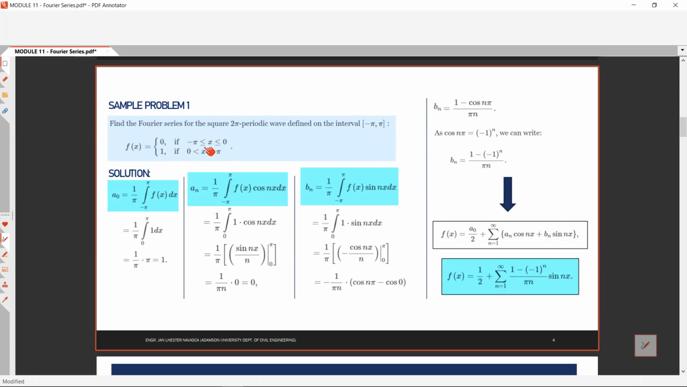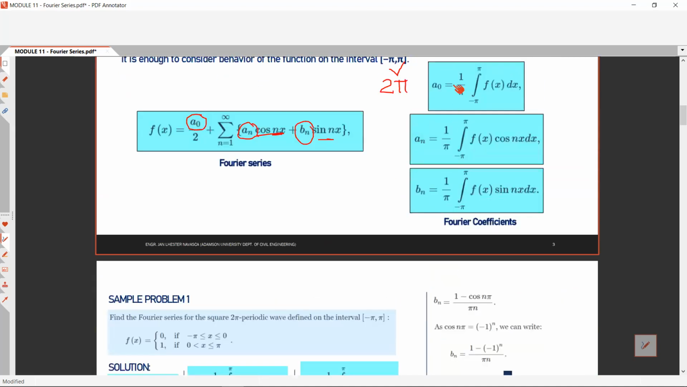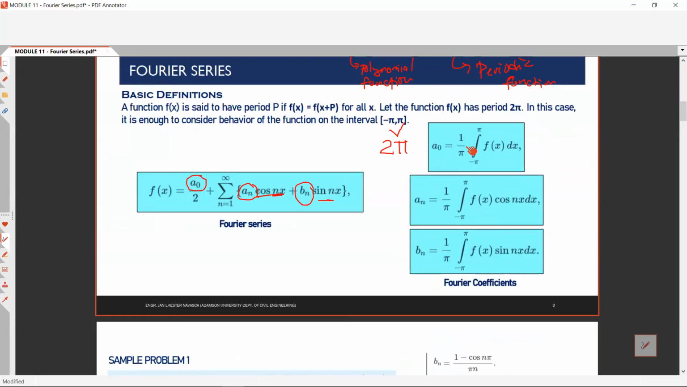Okay, so sabi niya we can transform this function into a Fourier series or into a periodic wave function. Parang pwede mo siyang i-transform to that. So paano gagawin yon? 'Di ba babalik tayo dito? So we just need to solve a sub 0, a sub n, and b sub n. Okay, so let's try to solve a sub 0 muna. A sub 0 is 1 over pi integral of negative pi to pi f of x dx.